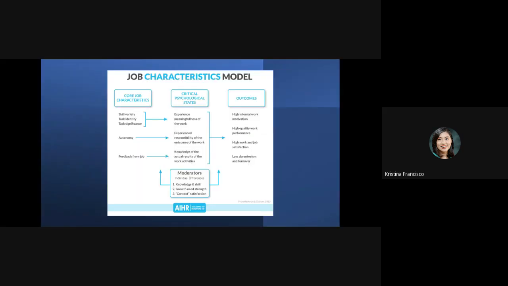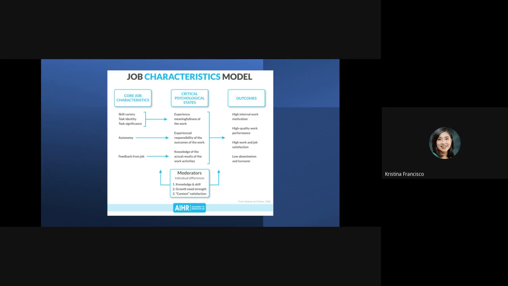So let's now proceed with psychological state. As you can see, we have here the nature of job characteristic, your critical psychological state, and your outcome. The first three of the core job characteristics lead collectively to the psychological state, which is on the second column of this figure.